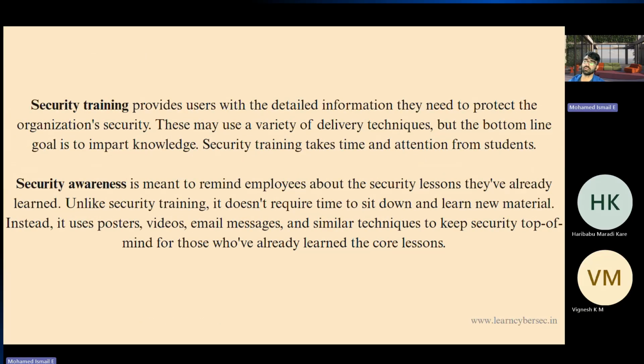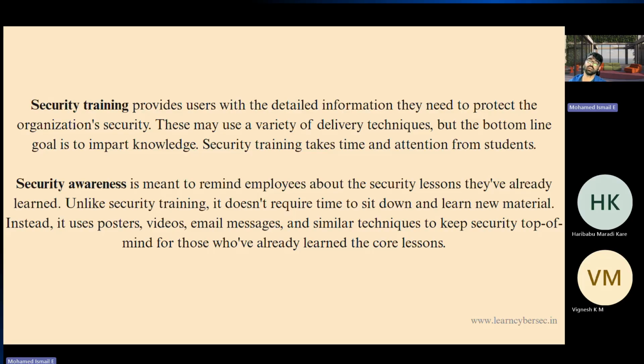Then there is another term called security training, which provides users with the detailed information they need to protect the organization's security. This may be delivered via a variety of techniques, but the bottom line goal is to impart knowledge. Security training takes time and attention from students, as its goal is to protect organization security. Security awareness means reminding employees about security lessons they have already learned, right?